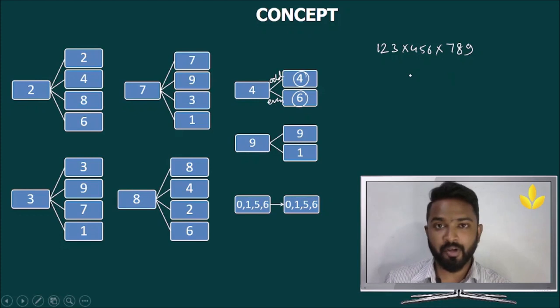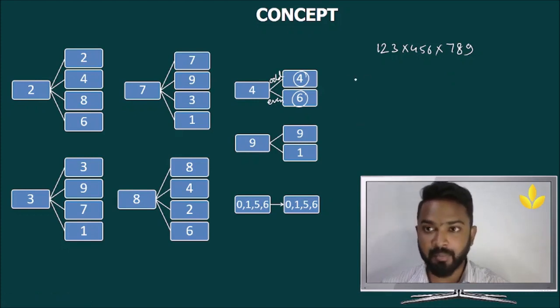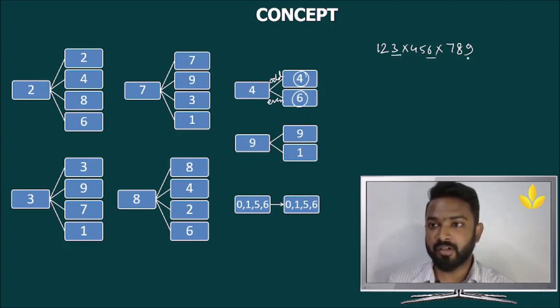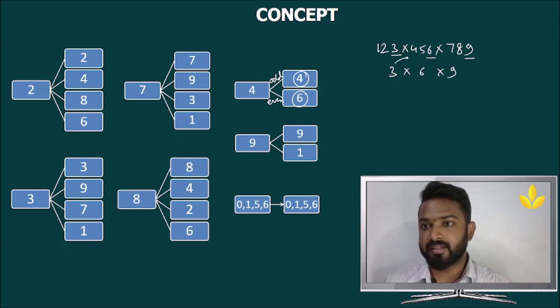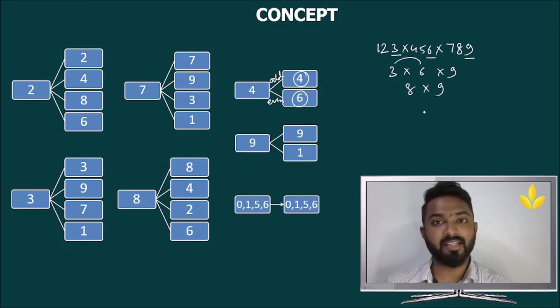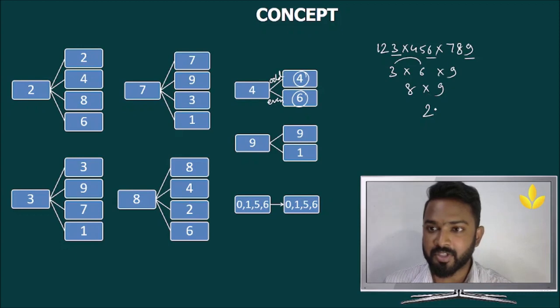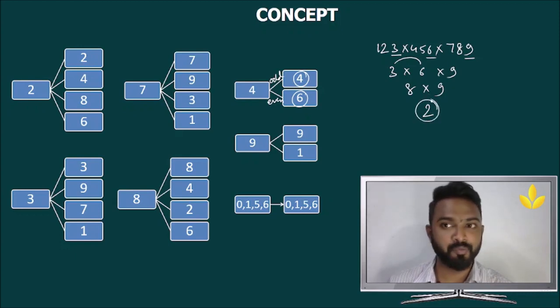You can grab your calculator and get the answer. I think you'll get a 9 or 10 digit number, but we only care about the units place. So all we have to do is the units place over here, we have to multiply. So 3 into 6 into 9. 3 6s are 18, that ends with 8, and then 9 8s are 72, so that ends with 2. So no matter what product you get, I am 100% sure it will end with a 2.